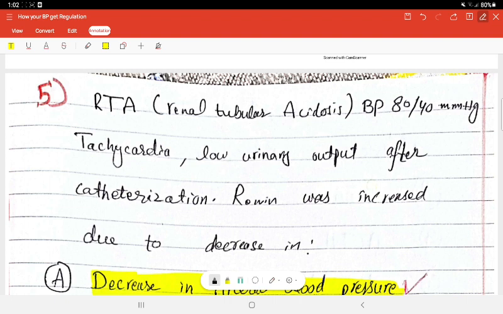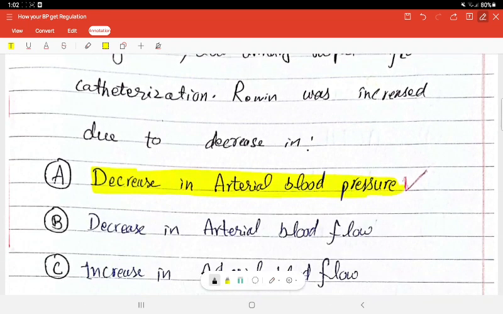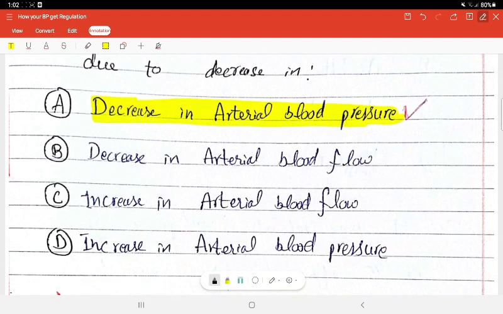How did renin get increased? Renin was increased due to a decrease in, let's see the options: first, decrease in the arterial blood pressure; second, decrease in the arterial blood flow; third, increase in the arterial blood flow; and last, increase in arterial blood pressure. So the correct one is decrease in arterial blood pressure.